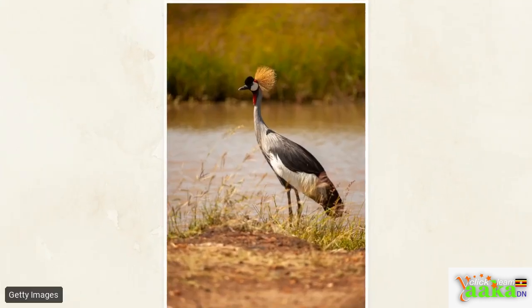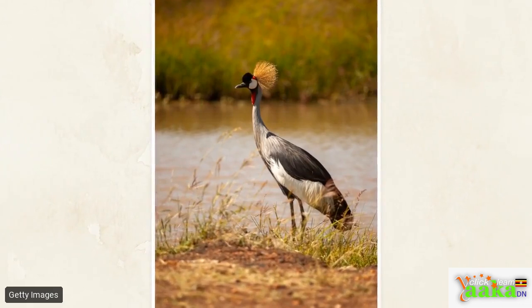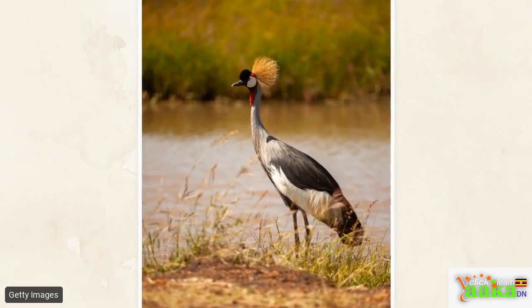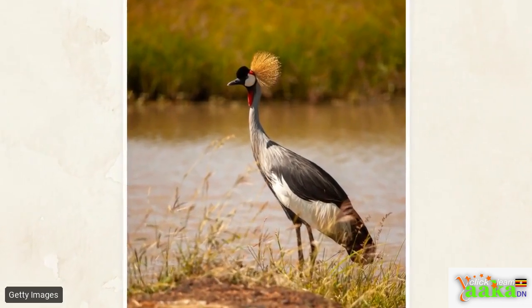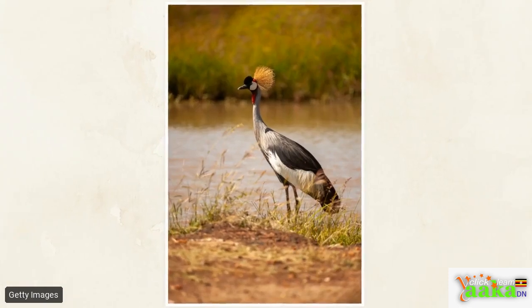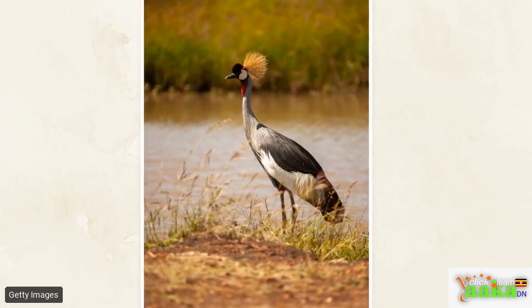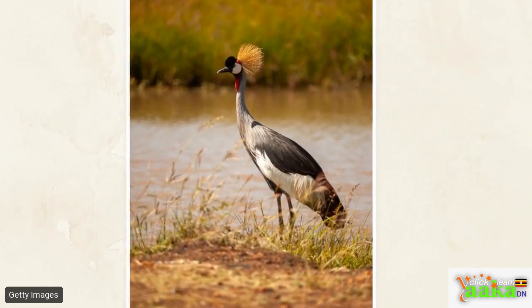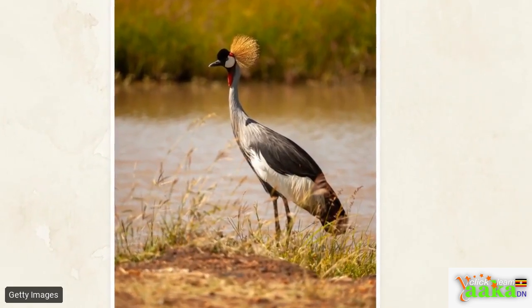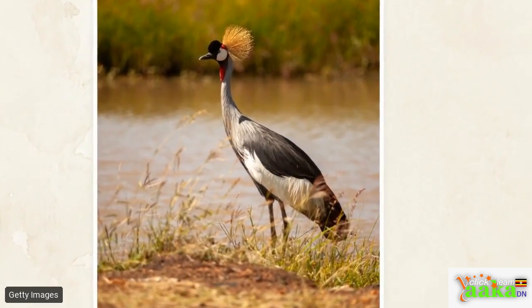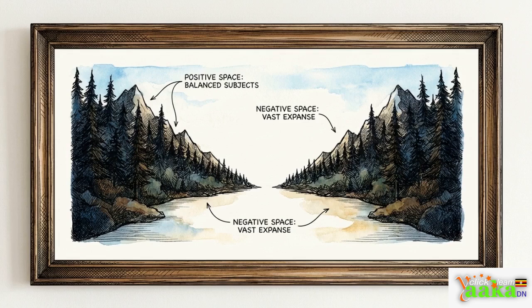Look at this crested crane. Focusing on the bird itself, the physical subject we are drawing, means we are looking at the positive space. But there's also the empty air surrounding the bird, the negative space. By treating that empty sky as a solid shape, the bird appears perfectly in the middle, even if you never drew it. Giving equal attention to that invisible, empty air is how you achieve a balanced professional composition.